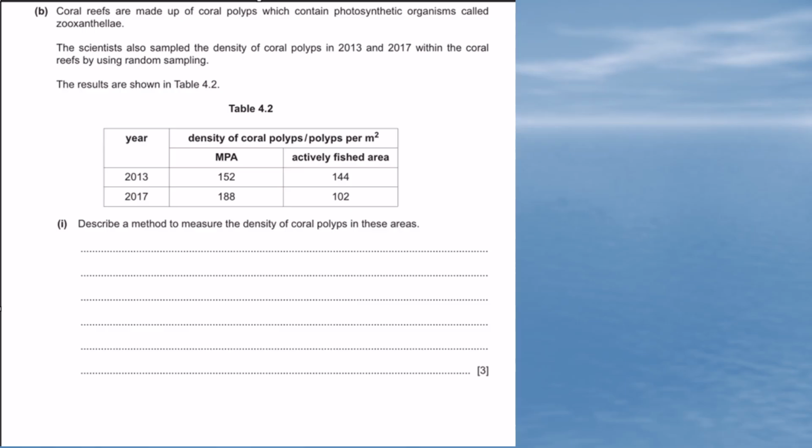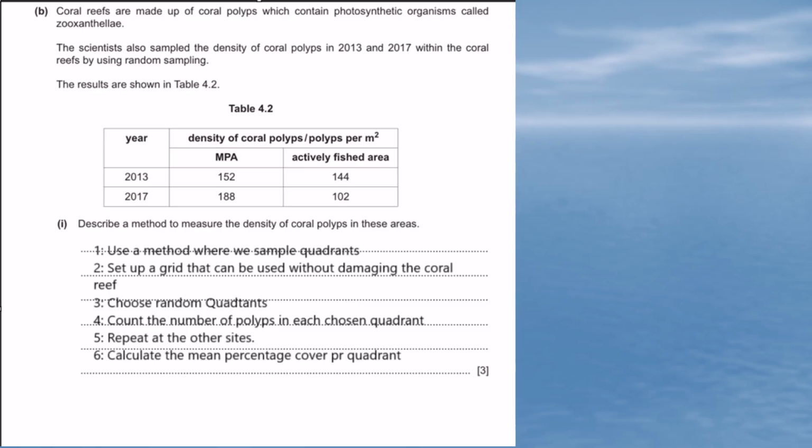And my answer would look something like this. I'll use a method where we sample quadrats, and then I'll set up a grid system that can be used without damaging the coral reef, so I can't put anything on the corals. Then I have to choose random quadrats because we're told they're doing random sampling. Then I count the number of polyps in each chosen quadrat. I repeat at other sites, and then I calculate the mean percentage coverage of quadrats, and then I can find the density of coral polyps per square meter.